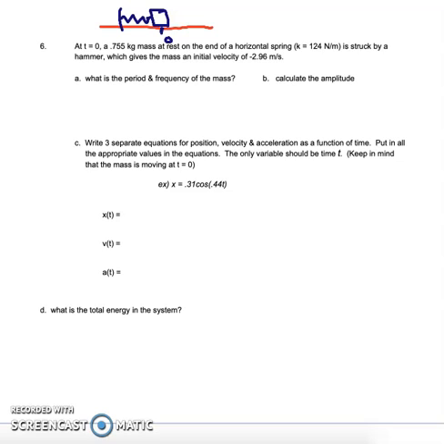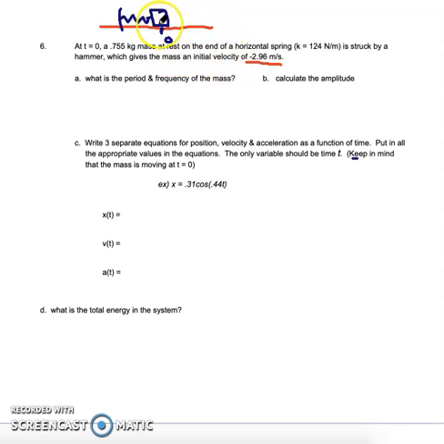Okay, so let's pick up where we left off, going over the solutions for simple harmonic motion set 2. We're going to do number 6. So we have a standard mass on a horizontal spring. In this case, we're told the spring constant, and we are told that it has an initial velocity of negative 2.96. That's going to be important.